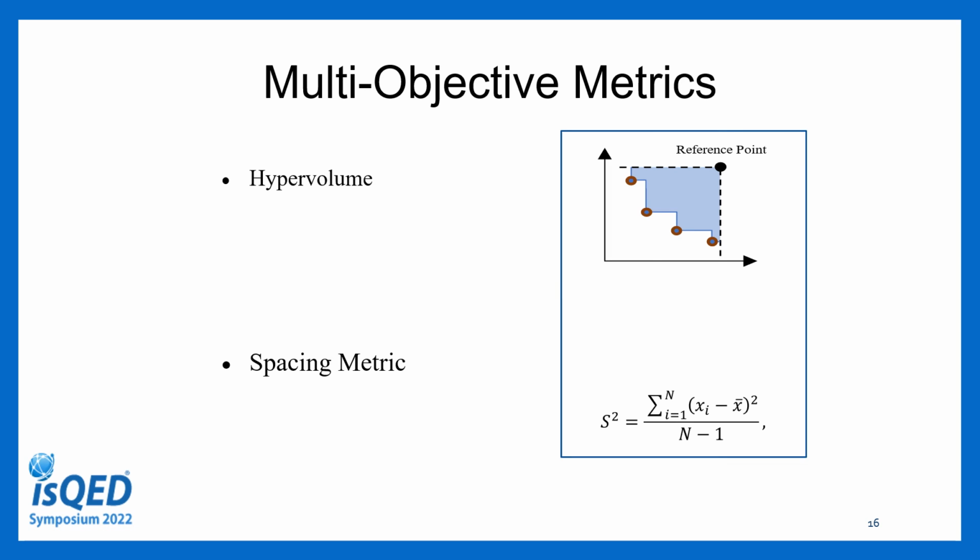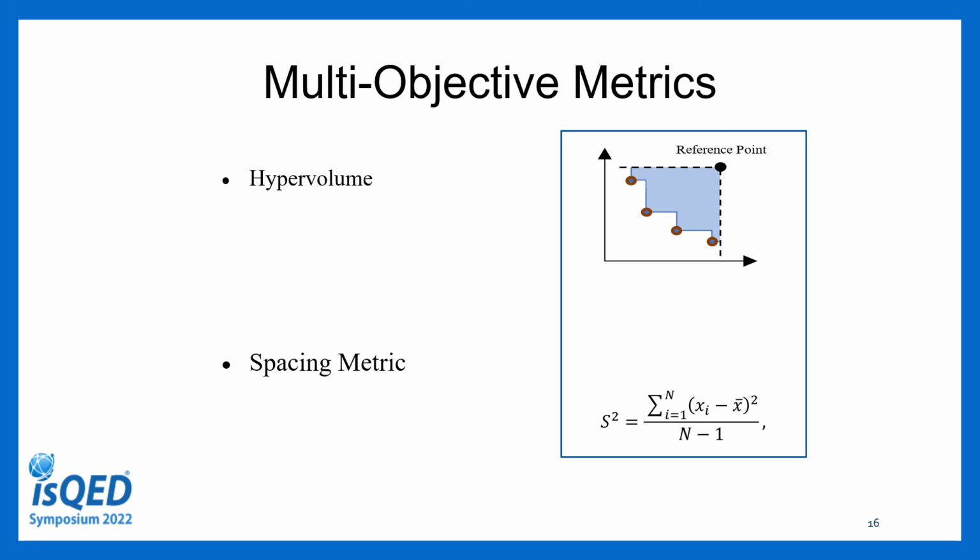In order to compare our optimization result with other multi-objective optimization, we use two metrics. One is hypervolume, which is defined as the space between a reference point and the points on the Pareto front. An example of it is shown on the right side picture. The higher hypervolume determines a better result.